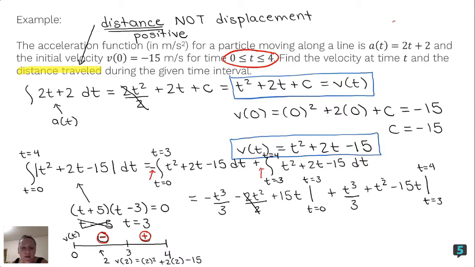Okay. And now at this point, we need to plug in each of those bounds. So we are going to plug in 3, and then plug in 0, subtract the 2. We're going to plug in 4, we're going to plug in 3, and we're going to subtract the 2. So we're going to have a negative 3 cubed over 3 minus 3 squared plus 15 times 0. Nope, I got ahead of myself. There should be a 3 there.